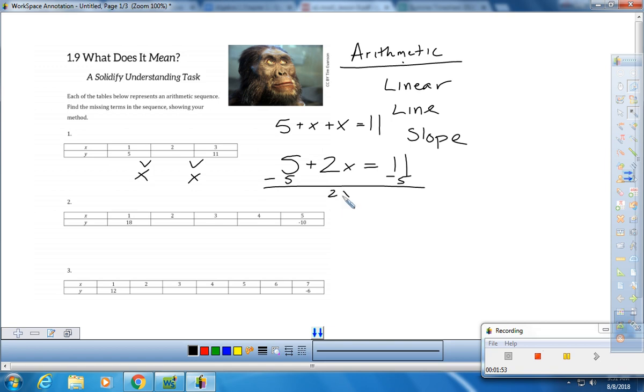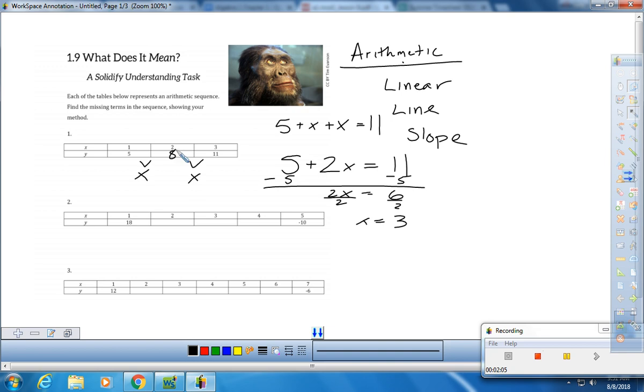You get 2x equals 6. What's being done to the x? It's being multiplied. How do you get rid of multiplication? You divide. X equals 3. So 5 plus 3 is 8. 8 plus 3 is 11.